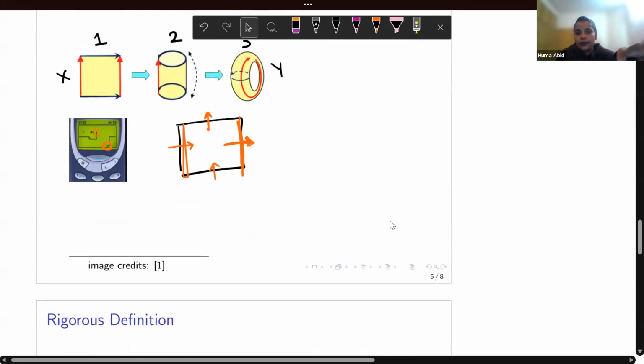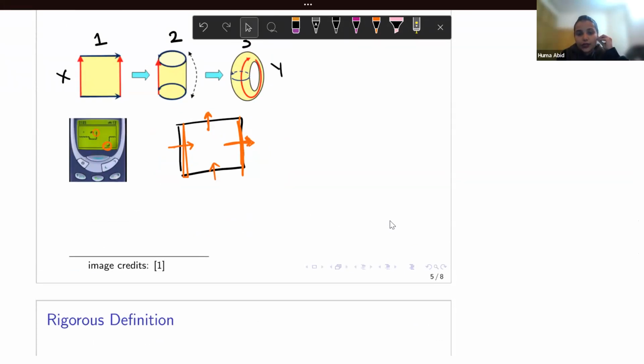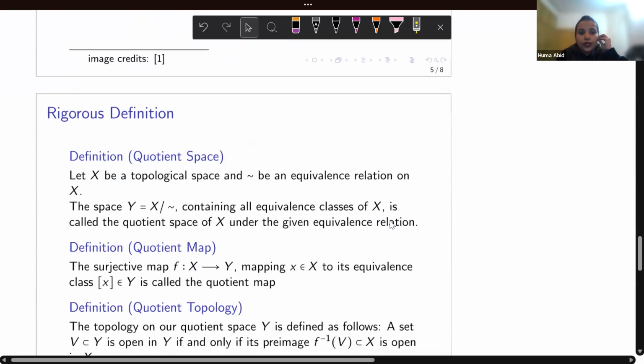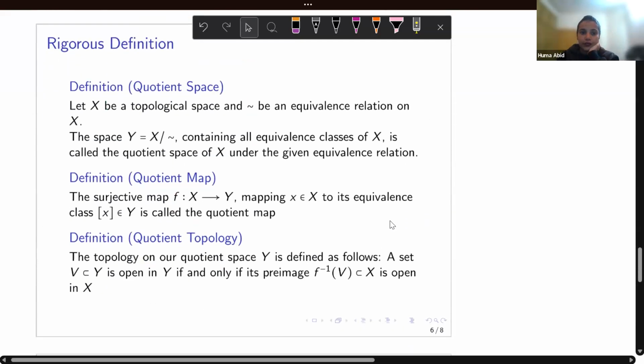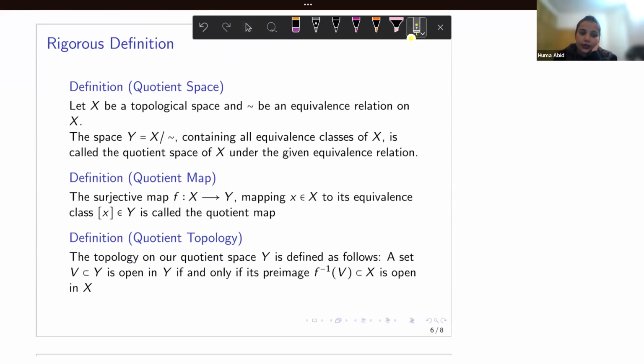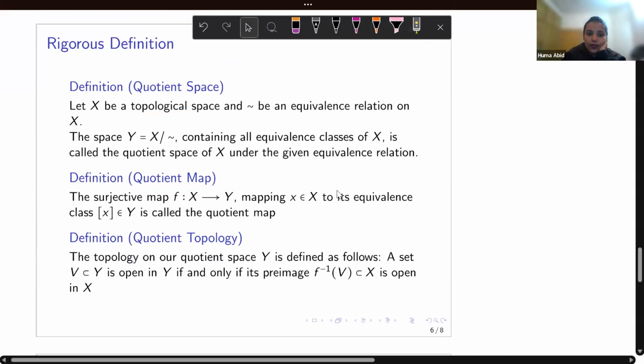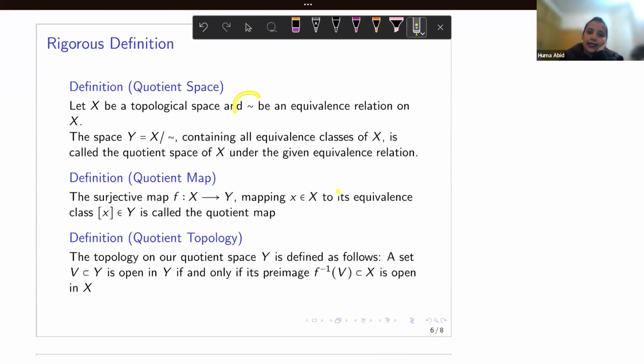Now that we have this intuitive understanding of what a quotient operation does to a topological structure, we move on to the actual mathematical definition of it. In order to understand a quotient topology, you need a set of 3 definitions. So first you define what a quotient space is, right? Now, you start your definition with a regular topological space. So X is any topological space. And what you do is you define an equivalence relation on it.